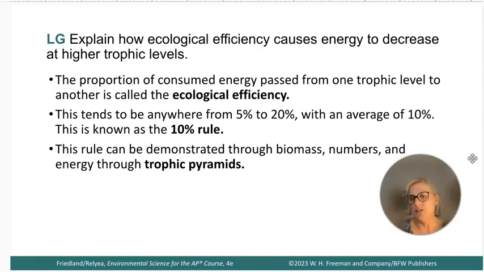Now, humans don't quite fit into this as well as other species do, but that's the general idea in terms of species and how they get their food. Most is lost as heat. 10% sticks to their body that can be eaten by another animal. This rule, the 10% rule, can be demonstrated through a biomass pyramid, a numbers pyramid, and an energy pyramid, which all represent trophic levels.